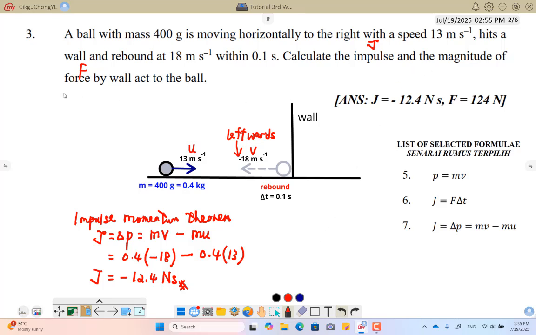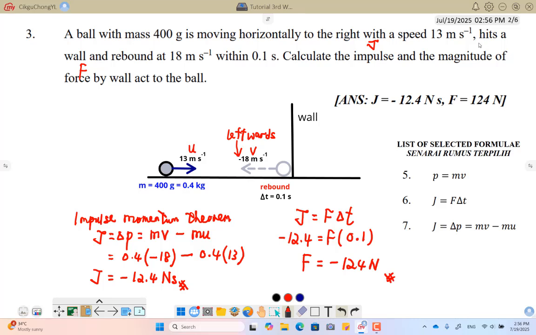Okay, now we move on to the second question. We want to determine the magnitude of the force by the wall that acts on the ball. So we can relate the impulse we obtained with the force and also the time interval whereby the force acts on the ball. So we have impulse is force multiplied by delta t. The impulse is negative 12.4. The time interval for the force to act is only 0.1 second. So the force will be impulse divided by the time taken. So I'll get the force is negative 124 Newton.